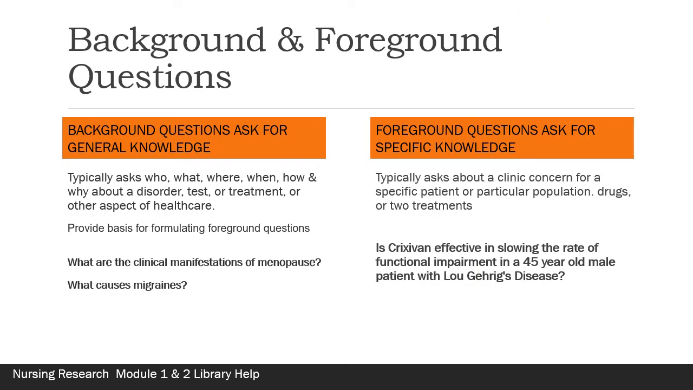Foreground questions typically ask about a clinical concern for a specific patient or particular population, drug, or two treatments. And it's very specific, and it usually requires research articles. So background questions ask for general knowledge. Typically, these types of questions would start with who, what, where, when, how, and why about a disorder, test, or treatment, or some other aspect of healthcare. And what these do is that they provide a basis for formulating foreground questions. An example of a background question would be, what causes migraines?